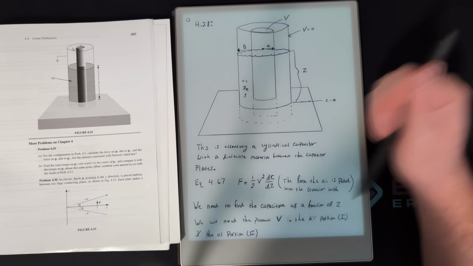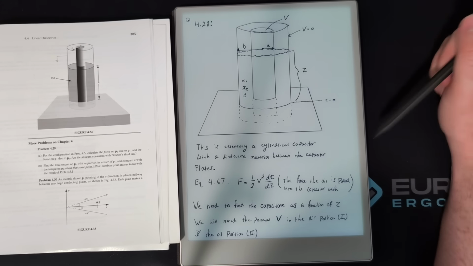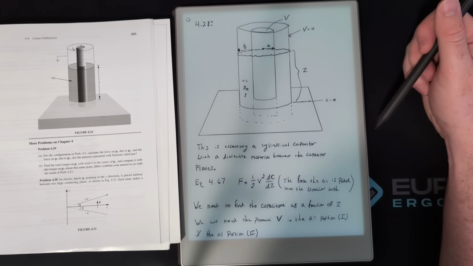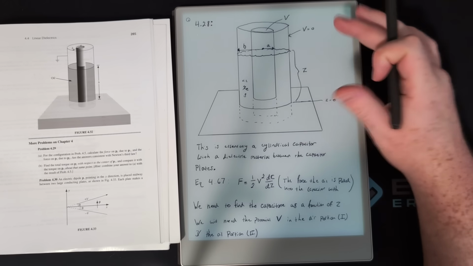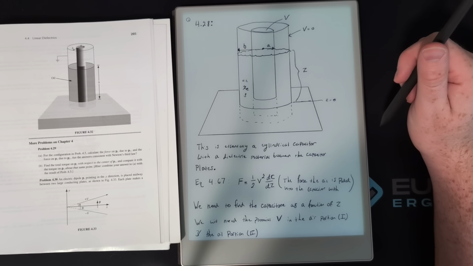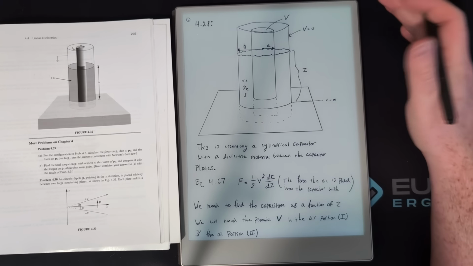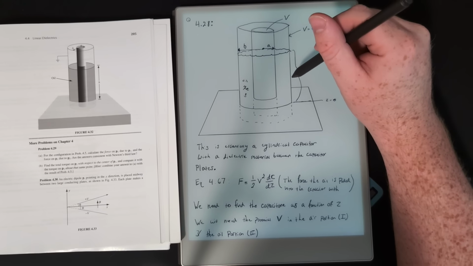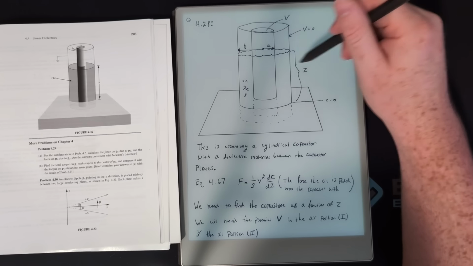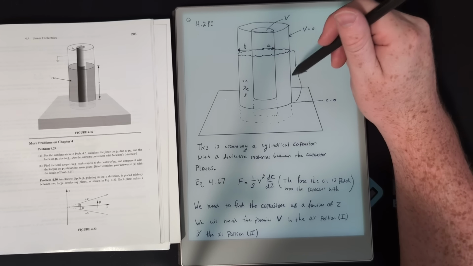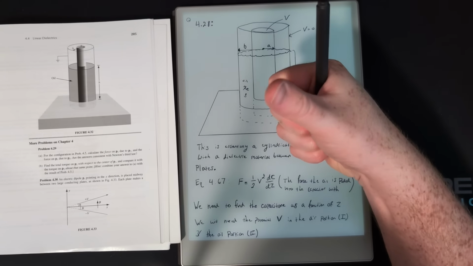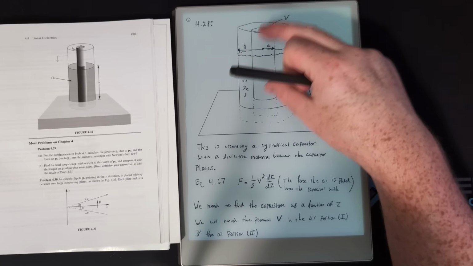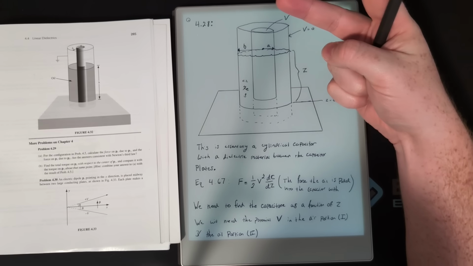And so we need to find the capacitance as a function of Z effectively. And yeah, so let's figure out, to figure out the capacitance, we know the capacitance is the total charge Q over the potential. So to figure out the capacitance, we're probably going to need to figure out the total charge Q in this, as well as the potential.